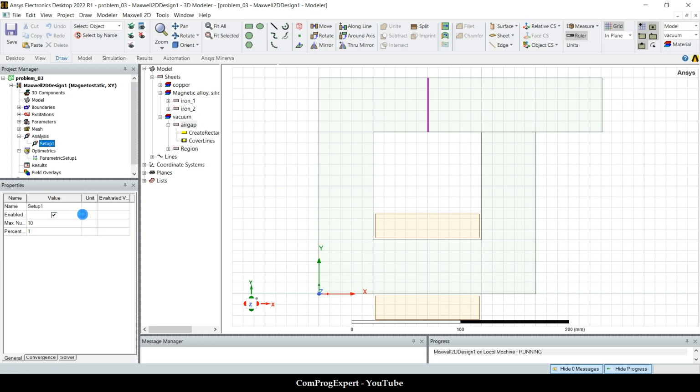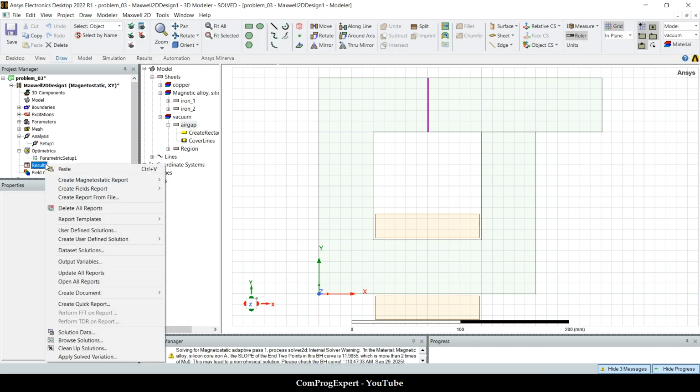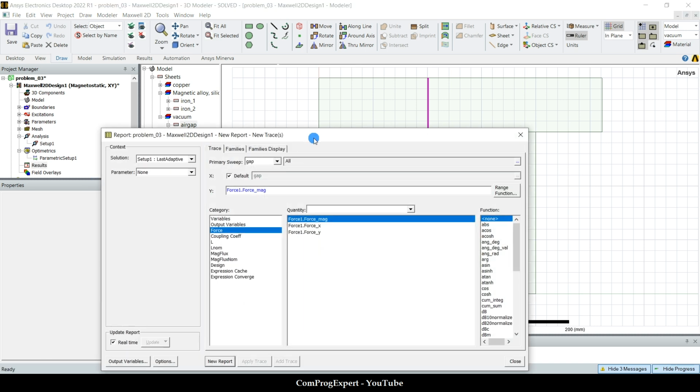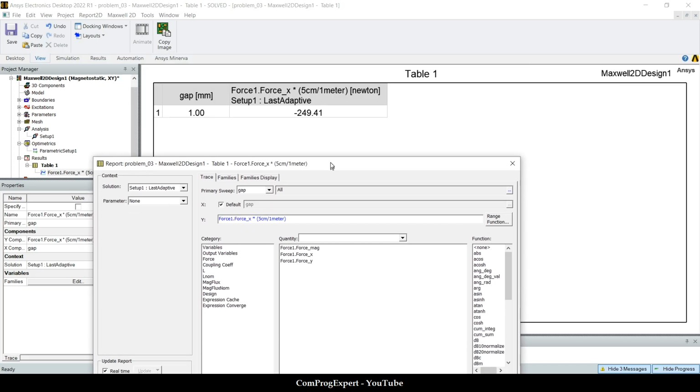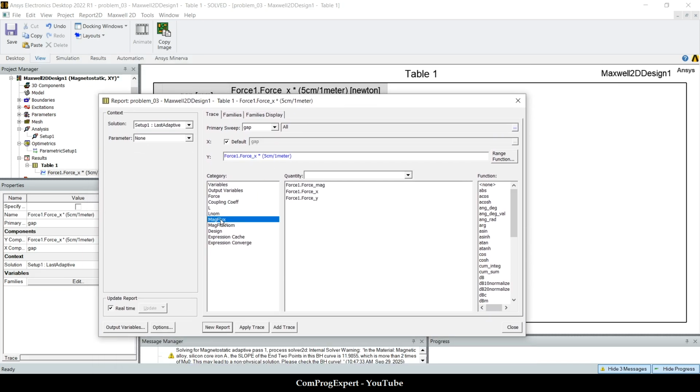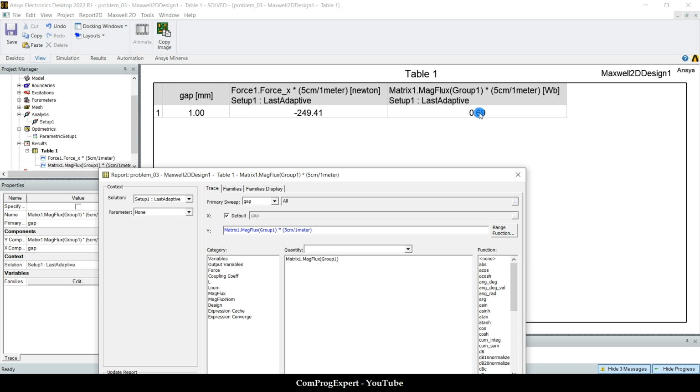And now let's analyze the structure, to calculate the flux linkage and the stored energy in the iron parts and in the air gap. So in the data table, for the force, let me multiply this by 5 centimeters divided by 1 meter to have the correct value. This is the value of the force. The flux linkage is this one, 0.69 Weber.